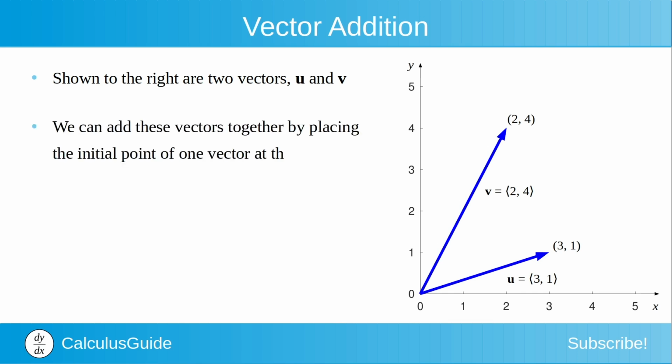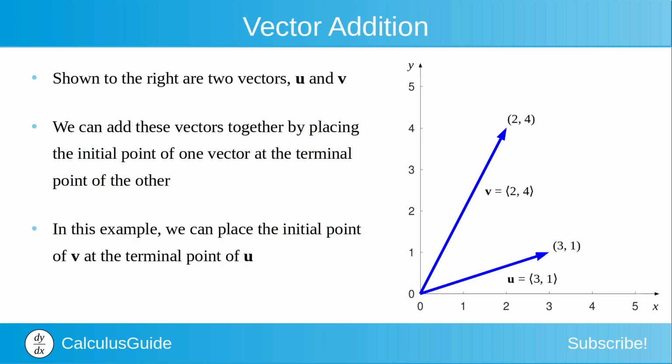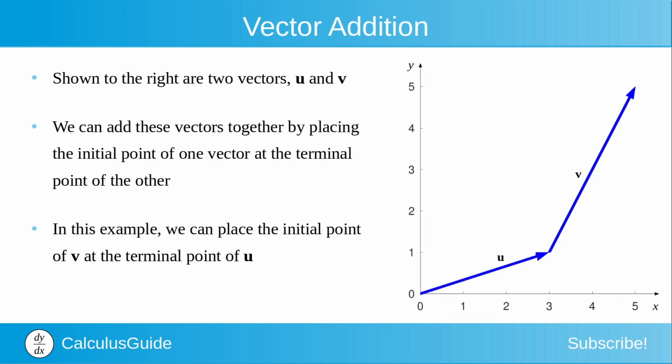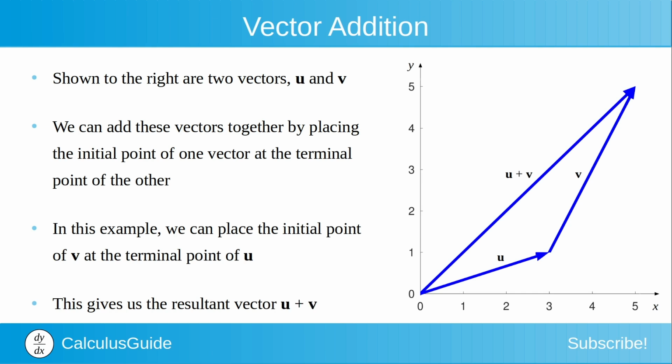We can add these vectors together by placing the initial point of one vector at the terminal point of the other. In this example, we can place the initial point of v at the terminal point of u. We can see this now shown to the right. This gives us the resultant vector u plus v, now shown to the right. In this graph, the resultant vector u plus v extends from the initial point of u to the terminal point of v.